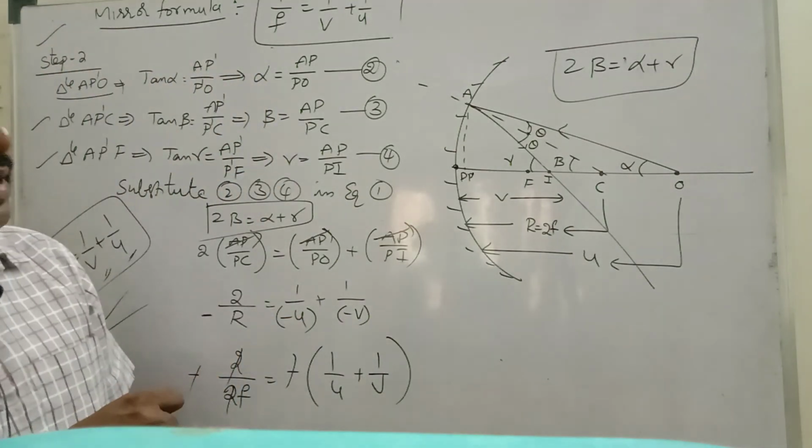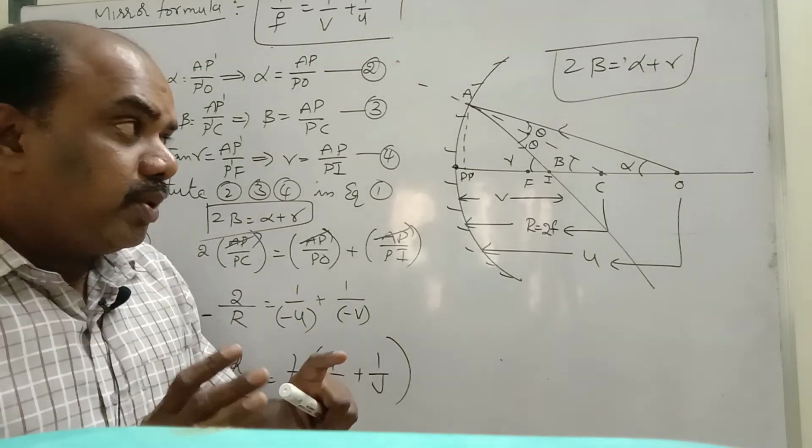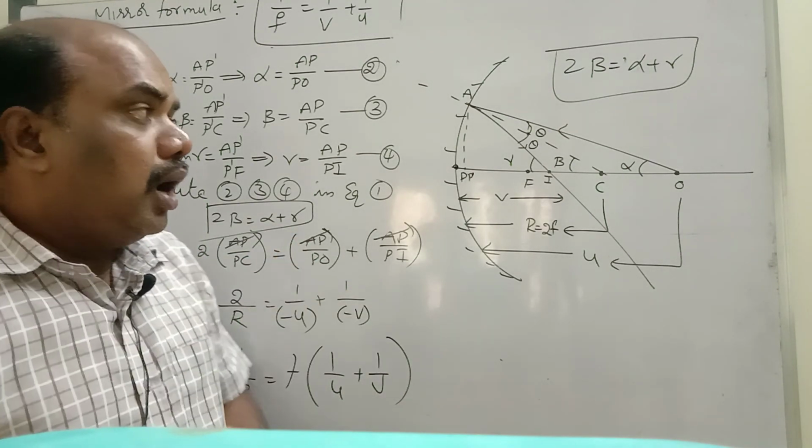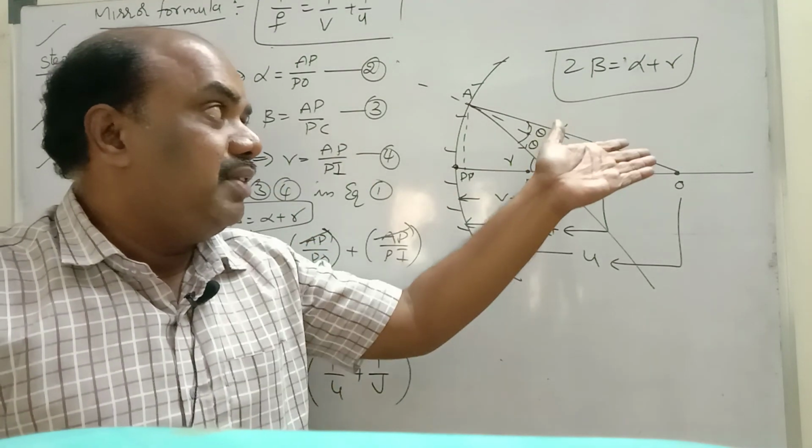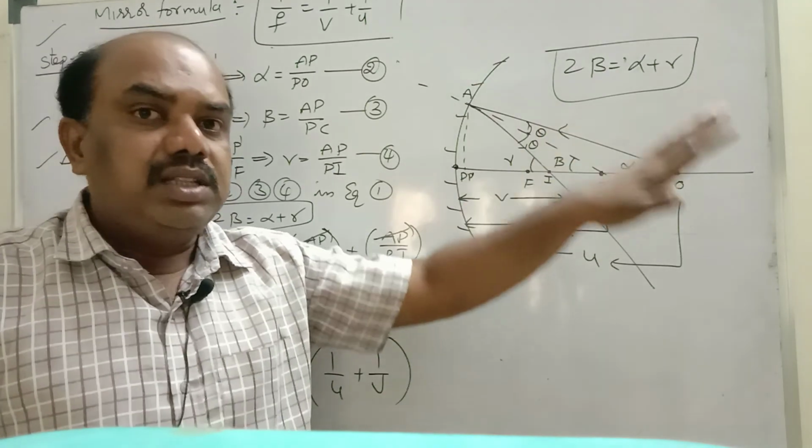Practice two to three times, very important. The derivation itself is not so important, but the way we are doing it, how to take sign convention, and the relation between alpha, beta, gamma, all these things are important.